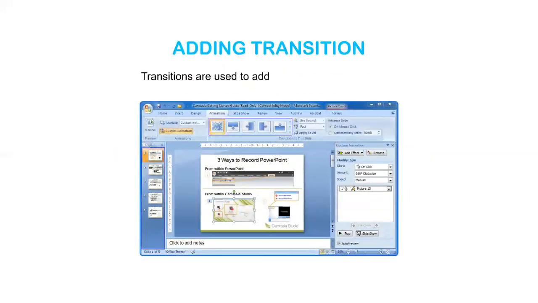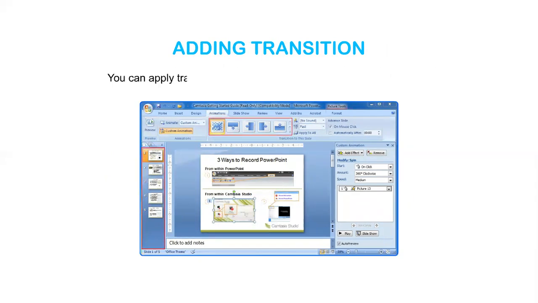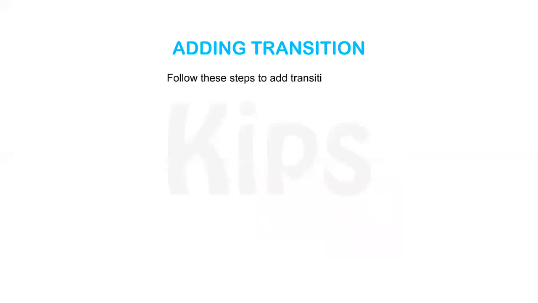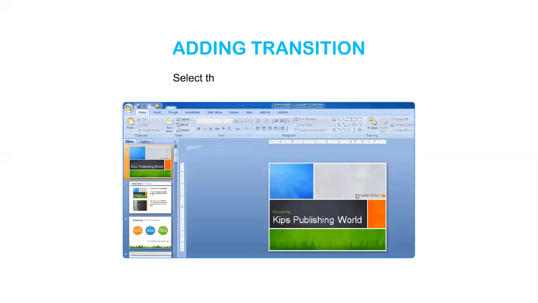Transitions are used to add visual effects to the slides. Transition effects are the movements you see when one slide changes to another in a slideshow view. You can apply transition effects to all the slides or a single slide also. Follow these steps to add transition effects. Open any presentation. Select the slide, click on Animations tab.